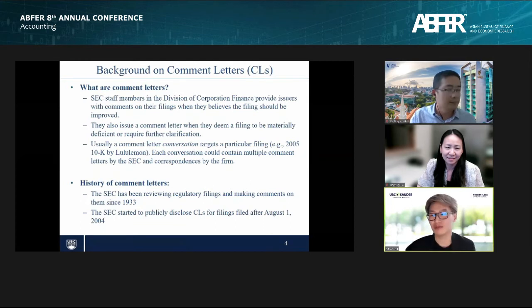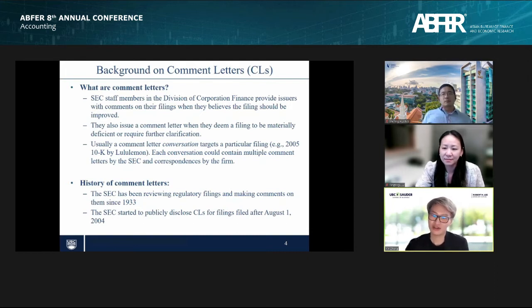The history of comment letters actually dates back all the way to 1933, since the inception of the SEC and securities laws. And the SEC didn't really do very much with this process until August 1st, 2004. They started to publicly disclose comment letters for all the filings filed after August 1st, 2004.